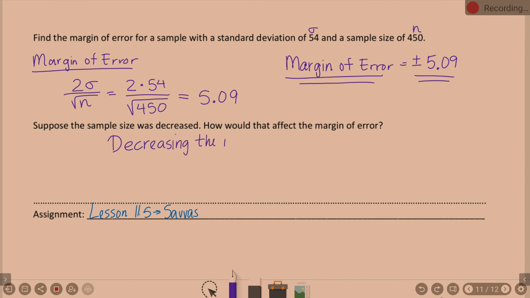Decreasing the sample size increases the margin of error.